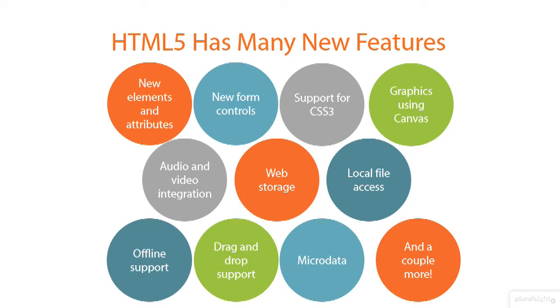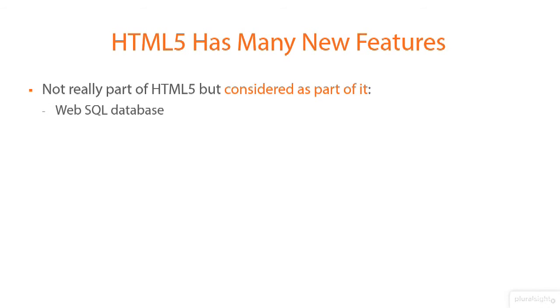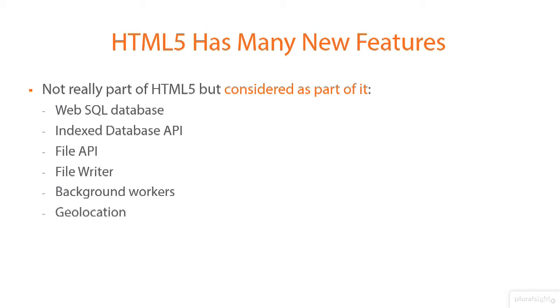Drag and drop allows us to pick up elements and drop them on a different location. Microdata allows us to nest metadata into web pages, which in the end can be used by browsers to give users a richer browsing experience. These are the most important features which are included in the HTML5 definition. There are other features which you'll often come across which aren't really part of the HTML5 standard, but are very often seen as being a part of it.